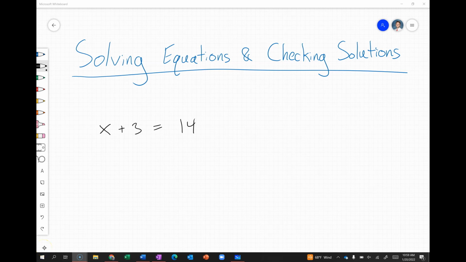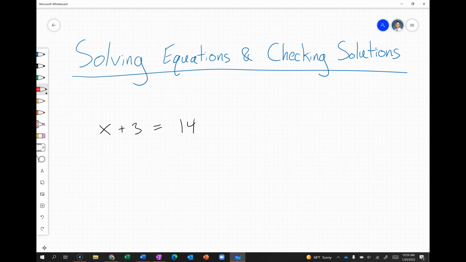All right, this is a very brief video just looking at how we show our work when solving equations and checking solutions. So let's start with this one, x plus 3 equals 14. First we just want to show how we're solving this. In order to solve for x, we want to subtract 3 from both sides.